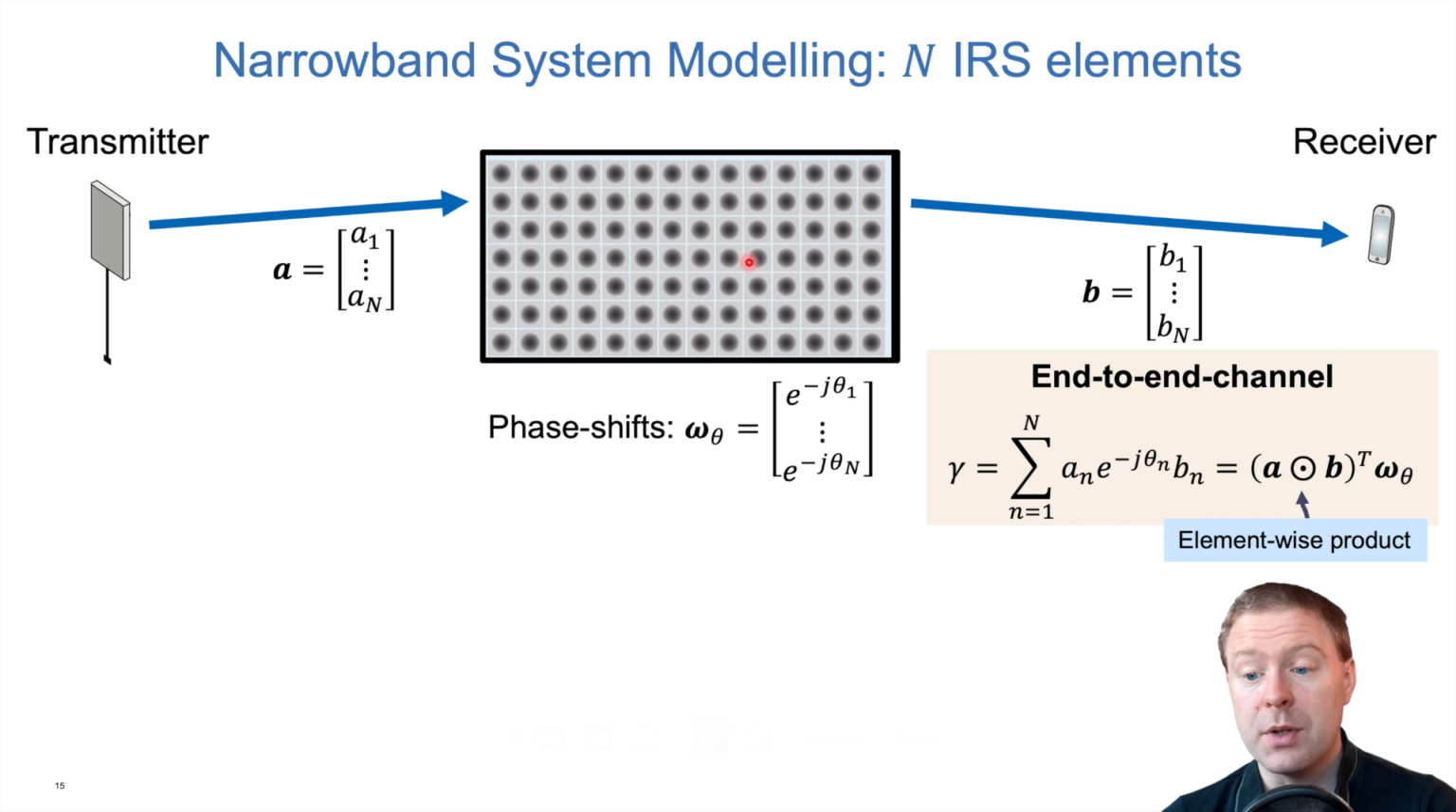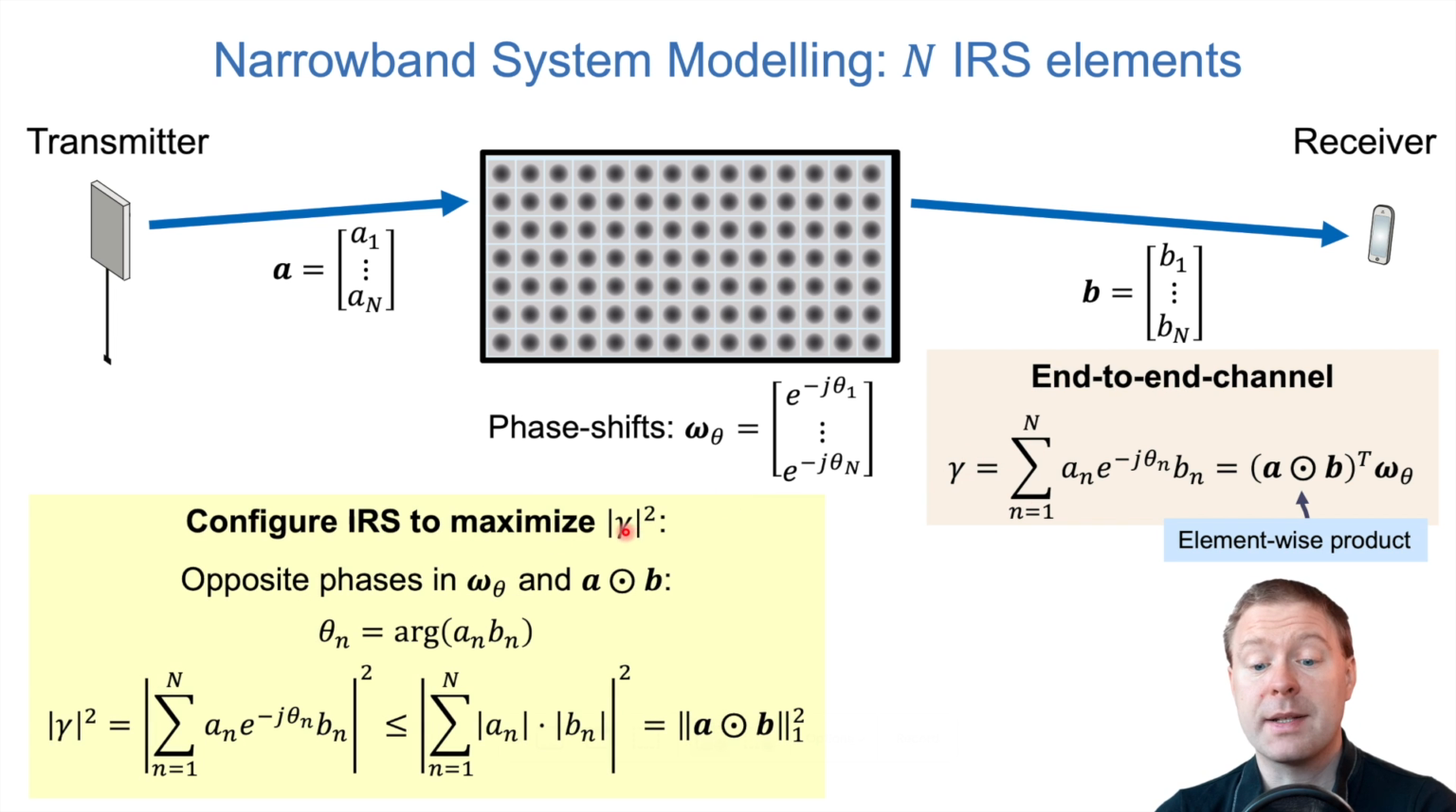And a convenient way of doing that is to take A and B and multiply them together element-wise to form a new vector with A1 times B1, A2 times B2, and so on. And then take an inner product with this omega vector, like this. And then we form this summation. And I will call this end-to-end channel coefficient gamma. The goal is to maximize gamma in absolute value square, because if we can make that coefficient as large as possible, we will also have a high signal-to-noise ratio.